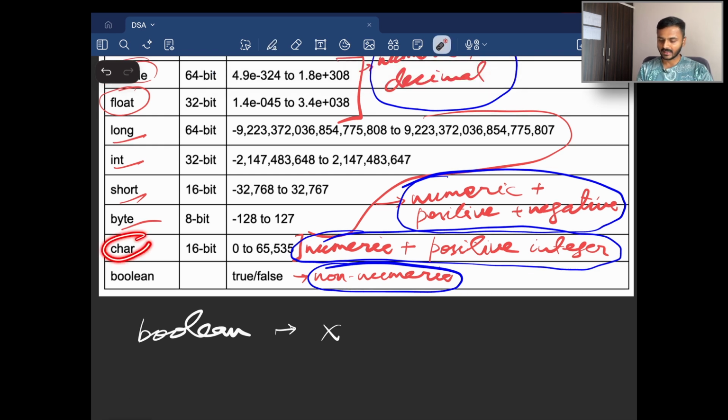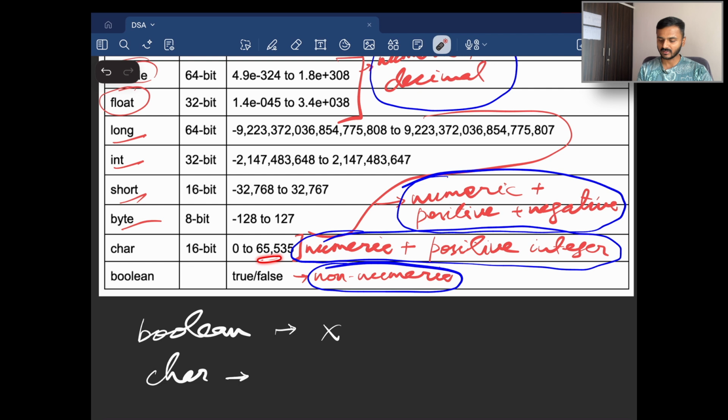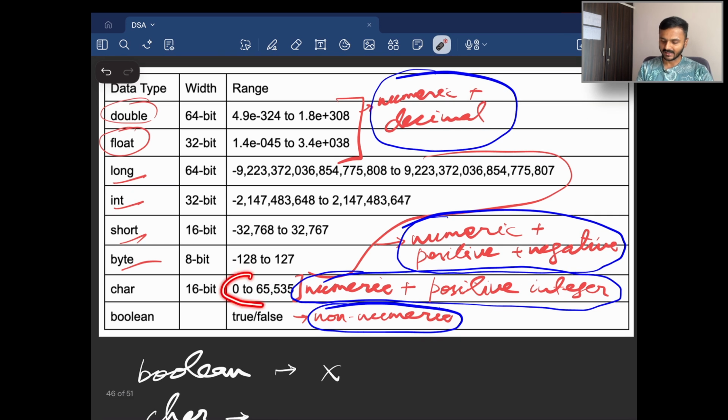Now let's come to char, which is the only data type in the numeric plus positive integer category. So if I talk about char, it is numeric plus it can only hold positive integers up to a certain number. Now take a look at the range this time. The range is 0 to 65,535, and take any random number which is between 0 and 65,535 and tell me which of these remaining 6 data types char will be compatible with. Now, when I say compatible, it means that whatever value is there in the char variable can be converted to a different data type.